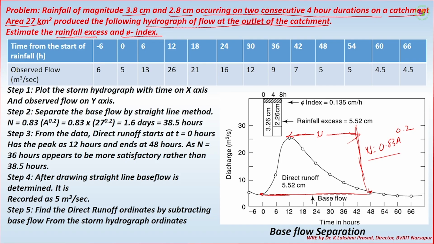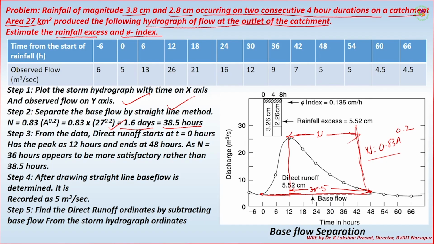So I have taken it up directly here. Plot the storm hydrograph. Take a graph sheet and plot it. Then separate the base flow by the straight line method. N is equal to 0.83 times A to the power of 0.2, so 0.83 times 27 to the power of 0.2 gives 1.6 days, that is 38 hours. From the peak, this much must be 38.5 hours.